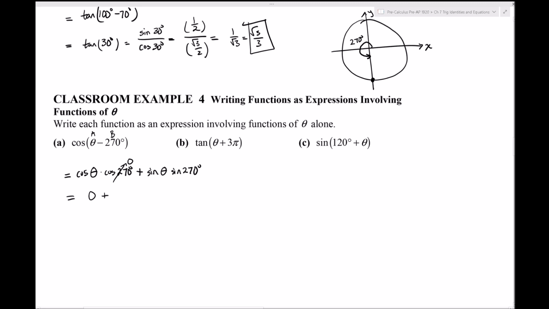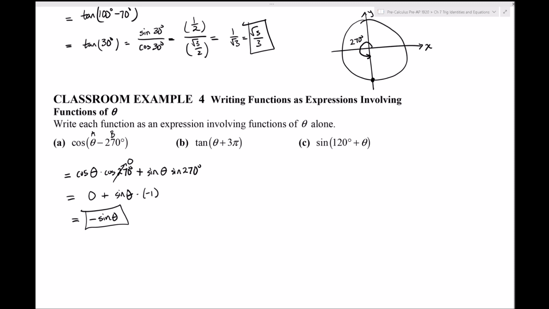Plus sine of theta. Sine of theta is variable. That depends on the value of theta. Sine of 270, though, is the y-coordinate for that same point at 270 degrees, and that has a y-coordinate of -1. So times -1. The 0, I don't need to write the 0. -1 times sine is negative sine. And that's the answer for letter A. Sounds pretty simple.